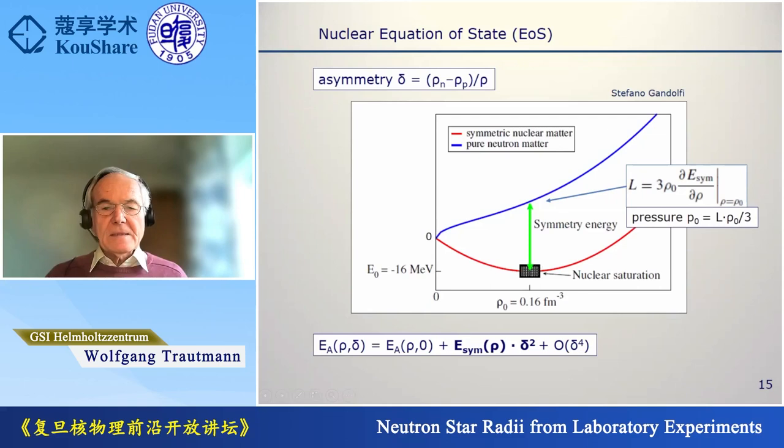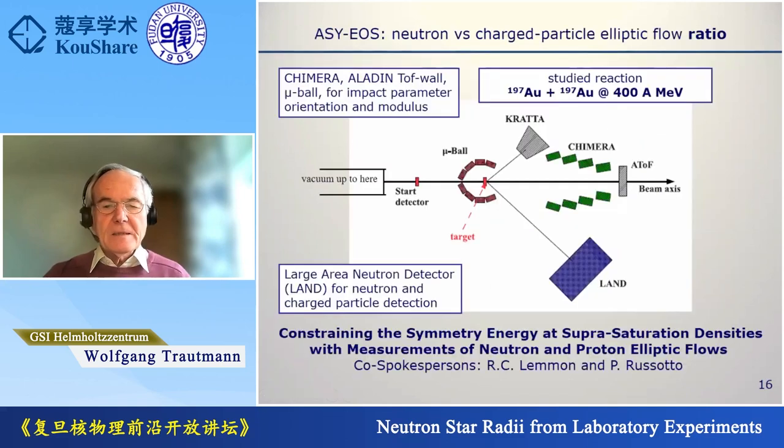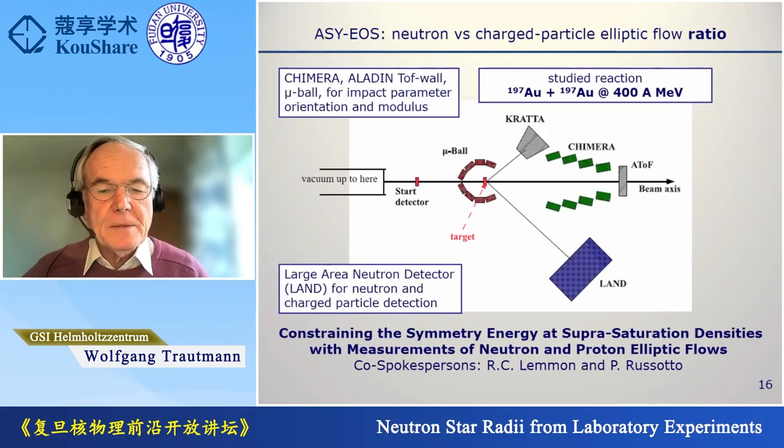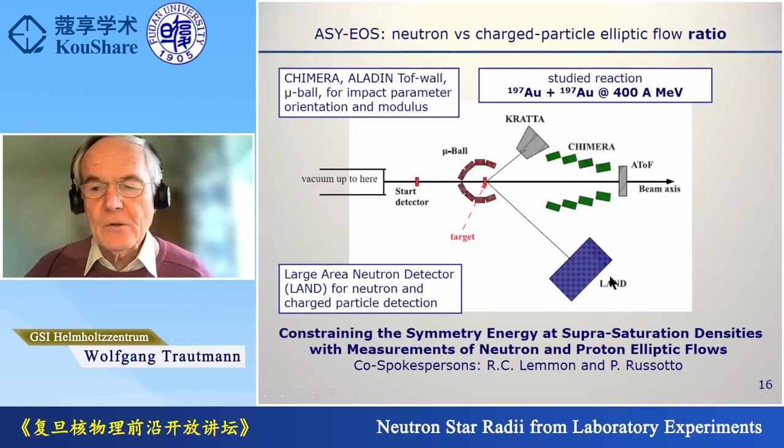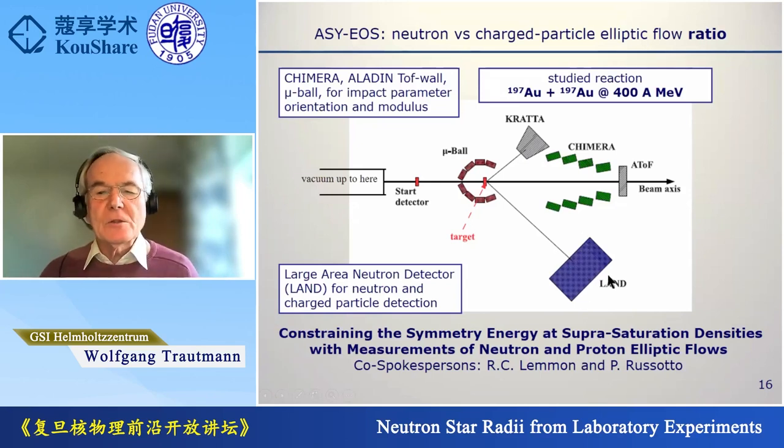So with that, let's look at the experiment here. The setup used in the ASY-EOS-II experiment operated with a LAND detector to measure the neutrons and protons, from which the elliptic flow ratio was then determined.